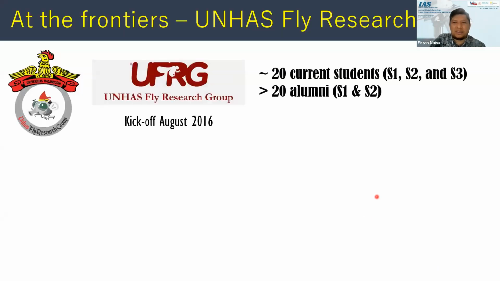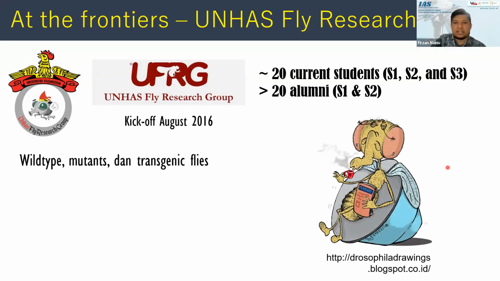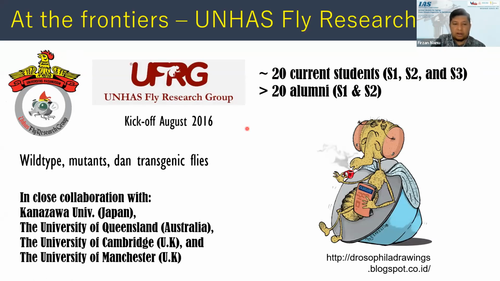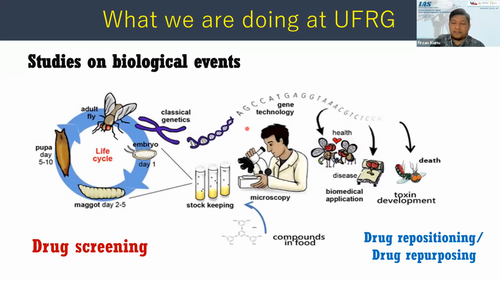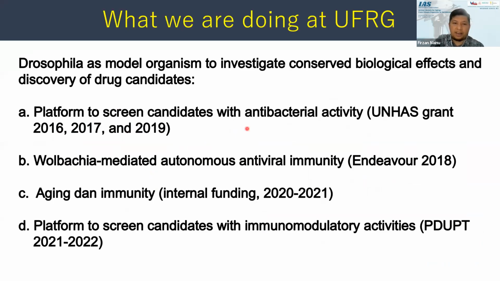Then this is what we are doing. We have current students and some alumni, and we use mutant, transgenic, and wild type flies. We collaborate tightly with Kanazawa, UQ, Cambridge, and Manchester for obtaining the flies, because we obviously cannot create the mutants here. We study biological events, do drug screening, drug repositioning, and many other things. We have tried antibacterial activities, antiviral activities related to Wolbachia, which is really interesting, then aging in immunity, and also candidates with immunomodulatory activities.